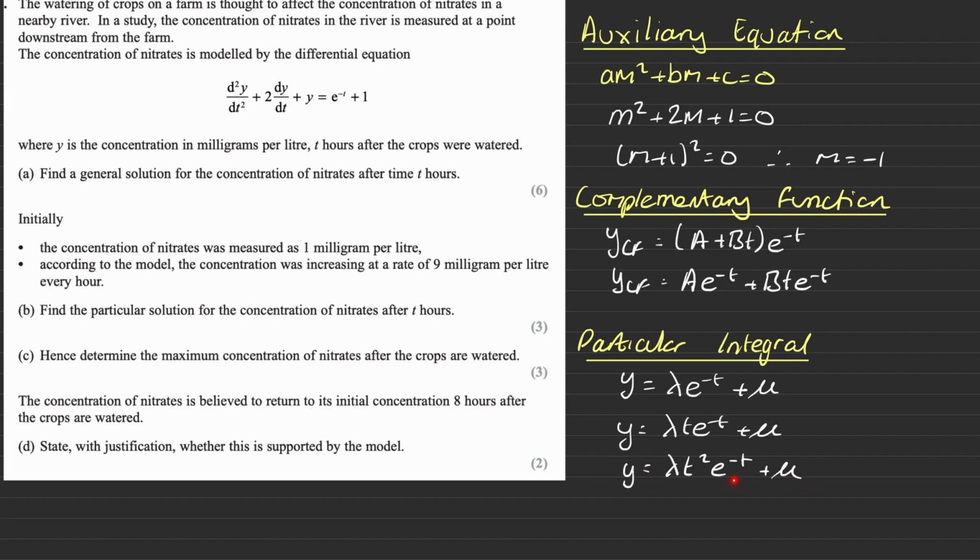And now we have this, we need to work out dy by dt, so we can substitute it into here, and the second derivative, so we can substitute that into there. And you can see we've got two functions of t multiplied by each other. So we're going to need to use the product rule to differentiate this. If we let u equal the lambda t squared term, then u prime will be 2 lambda t. And we'll let v equal e to the negative t, so v prime will be negative e to the negative t. And now we can use these to find dy by dt.